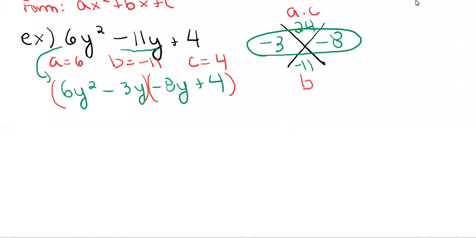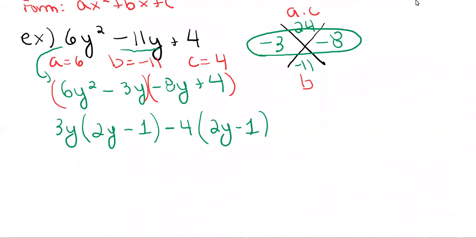Now, the whole point of that is now we can factor by grouping. So out of the first group, I can factor out a 3y. So I would be left with 2y, and then because I'm dividing 3y by 3y, I'm left with a 1. Out of the second group, I see that they have a 4 in common. But whenever that leading term is negative, I'm always going to factor out the negative number. So that's going to leave me with 2y minus 1.